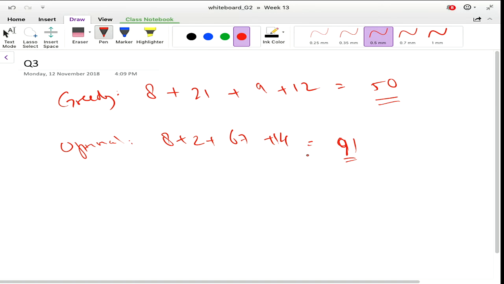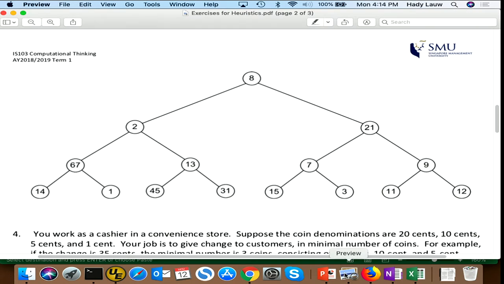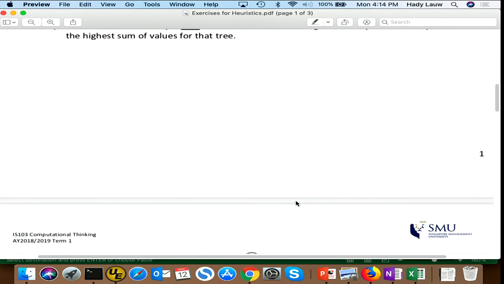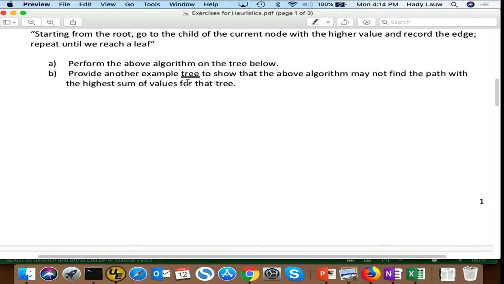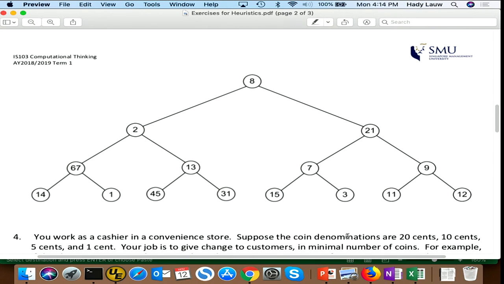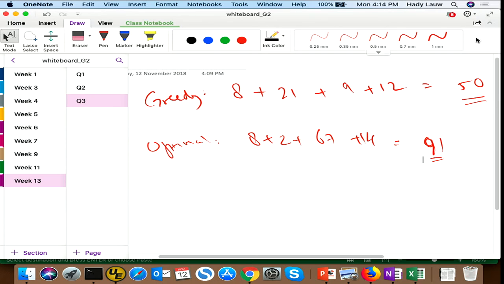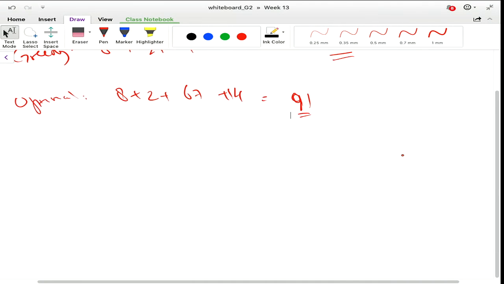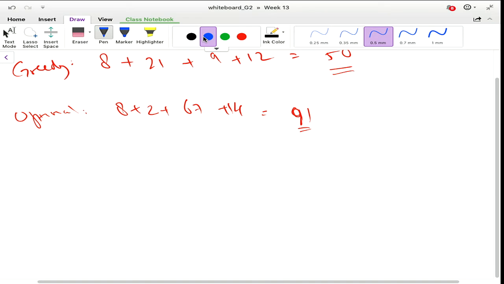Now the next part of the question asks whether or not you can recreate another tree that will show a similar phenomenon, where you may not be able to get the optimal based on being greedy. This one is very easy to create, right? You just need to make sure that doing something that is suboptimal would actually give you a bigger value or a bigger payoff in the future.